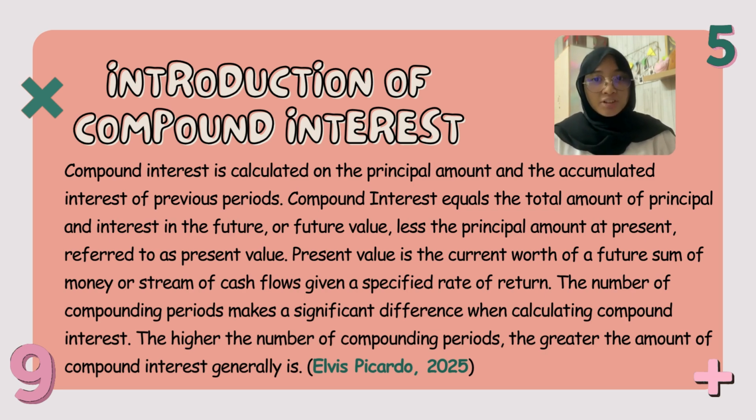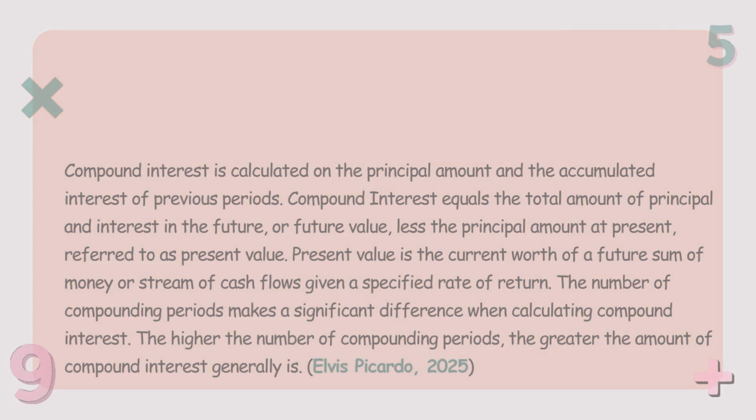Present value is the current worth of a future sum of money or stream of cash flows given a specified rate of return. The number of compounding periods makes a significant difference when calculating compound interest. The higher the number of compounding periods, the greater the amount of compound interest generally is.